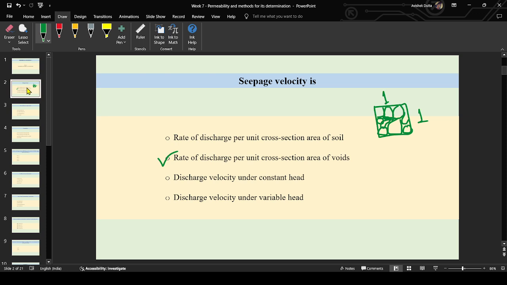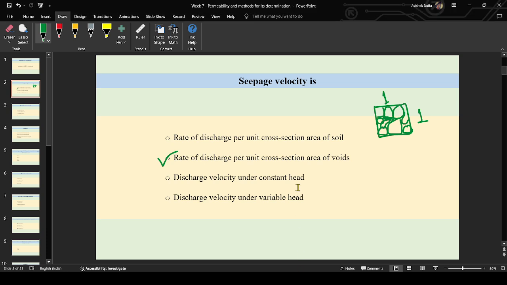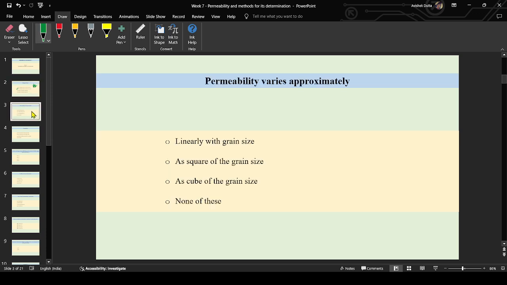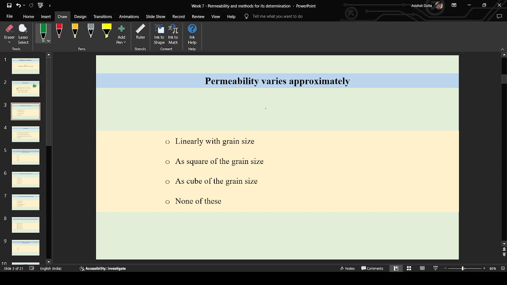Just a moment. Sir, if the question is, instead of seepage velocity, a discharge velocity, option A will be correct, sir. Yes, exactly. If it was discharge velocity, option A will be correct, because that is the general term we use for Darcy's law. Okay, sir. So the next question is, permeability varies approximately.